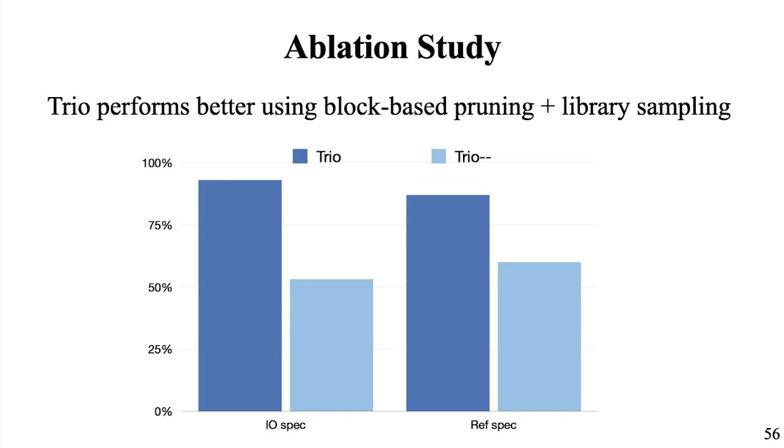We also performed the ablation study. In conclusion, Trio performs better using the two techniques we proposed, block-based pruning and library sampling, than without any techniques enabled.